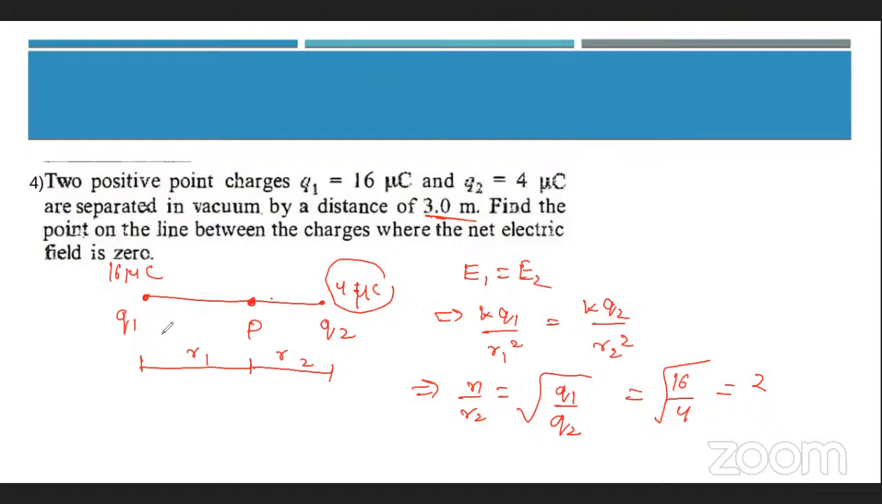Also, we are given that R1 plus R2 is equal to 3. So using this, I can write that R1 is equal to 2R2. So 2R2 plus R2 equal to 3. So R2 is equal to 1 meter. I can write either R1 2 meter or R2 1 meter. So his answer was right.